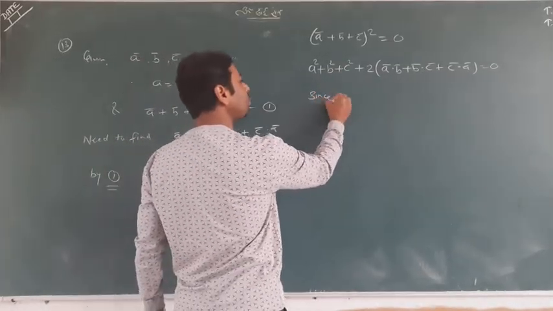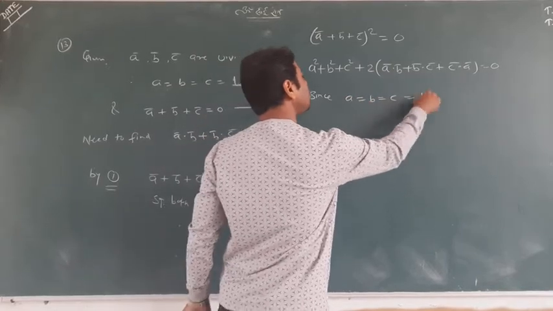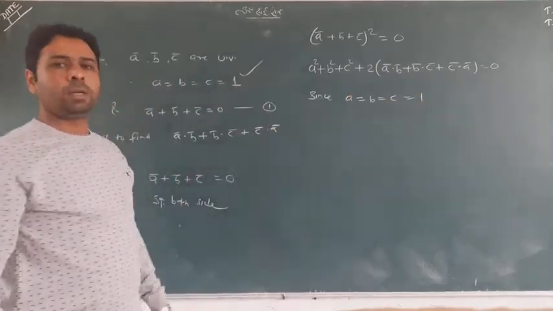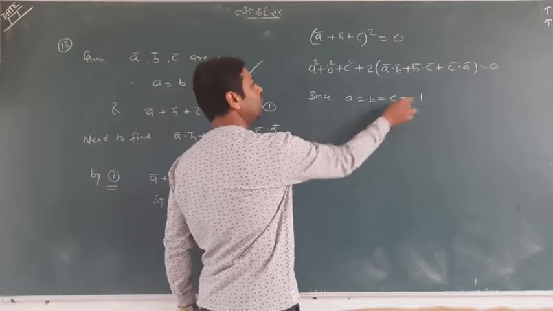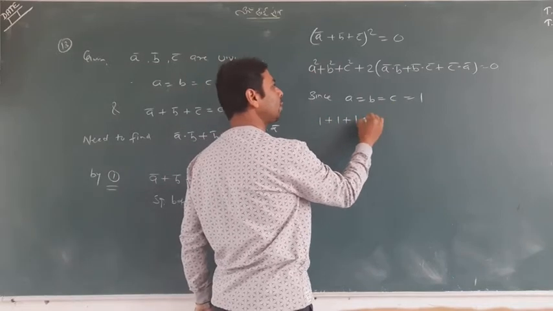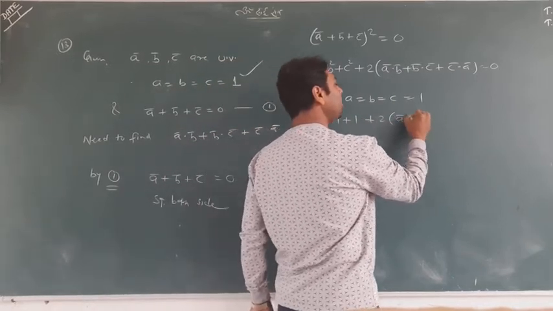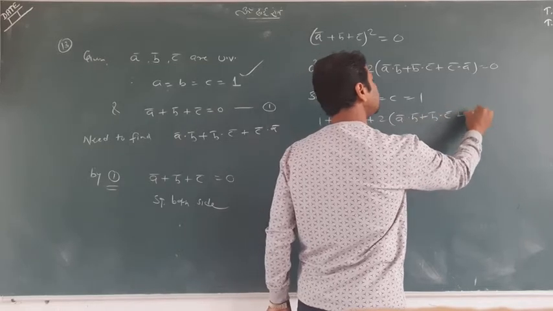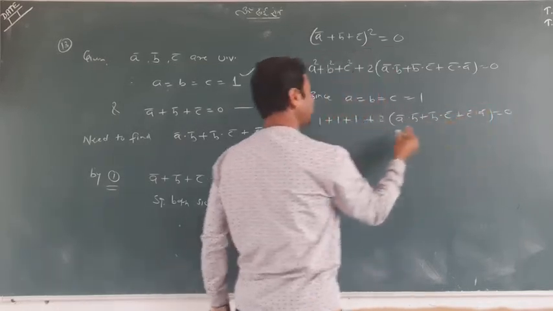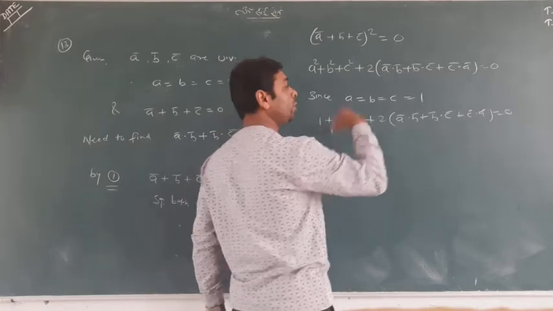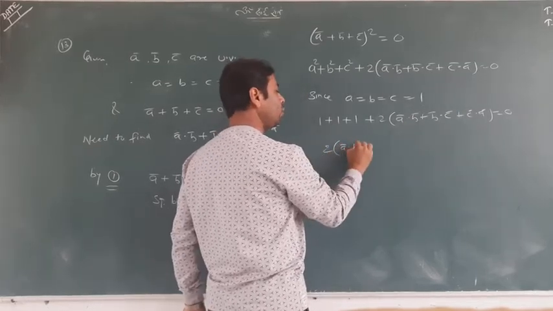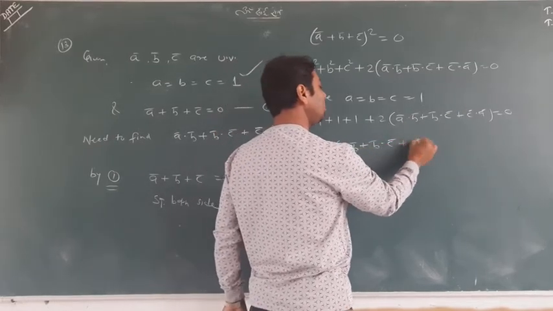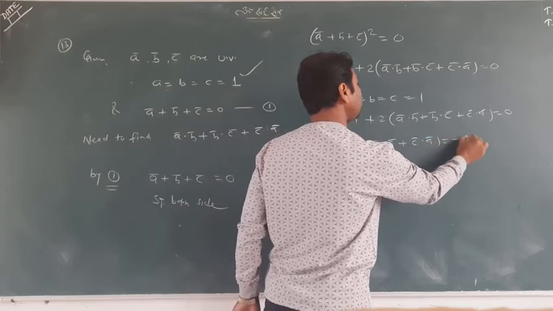Since mod A, mod B, mod C is 1, which was given, now you can put the values. It is 1 square, 1 square, 1 square, plus 2 times A dot B, B dot C, and C dot A, which is still unknown. Now you can understand the left side is 3. So 3 will transfer to that side. 2 times A dot B, B dot C, C dot A is equal to minus 3.